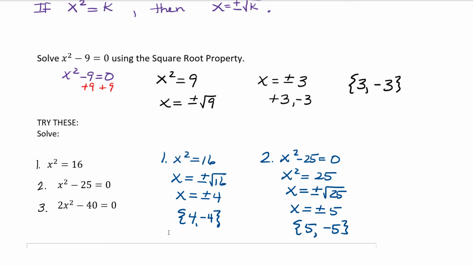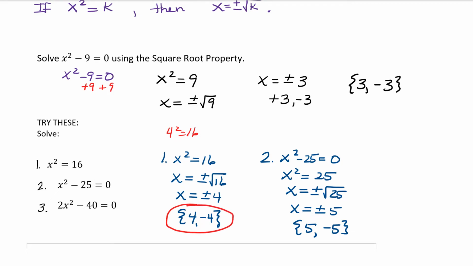For number 1, we had x squared equals 16. So by the square root property, that would mean x is plus or minus the square root of 16, which means x is plus or minus 4, because remember 4 squared is equal to 16. So that's why the square root of 16 is 4. But it could be the positive or negative version, so we get 4 and negative 4.